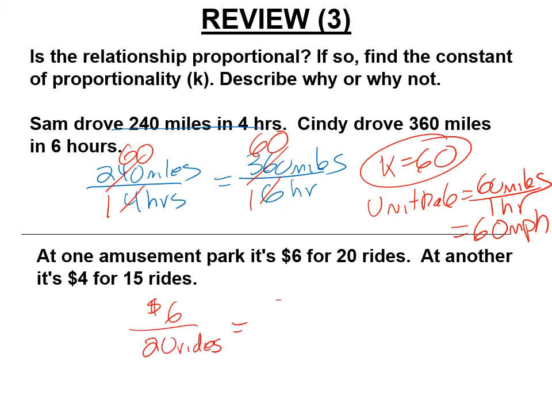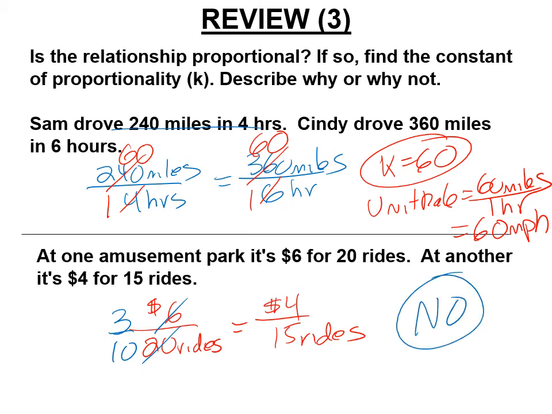At another, it's $4 for 15 rides. So let's simplify some fractions here. 6/20 simplifies to 3/10. 4/15 is already simplified. So this is not a proportion. Do not give me a K. One rate is $3 for 10 rides, one's $4 for 15. Do not give me a K because it is not proportion. K is the constant of proportionality, the simplified fraction, both sides equal.